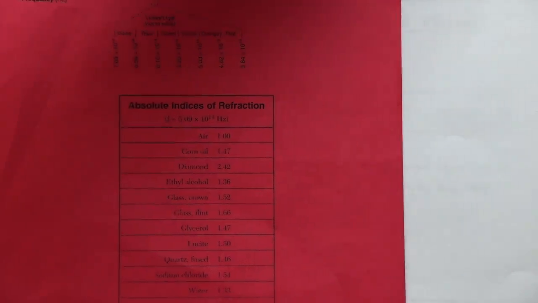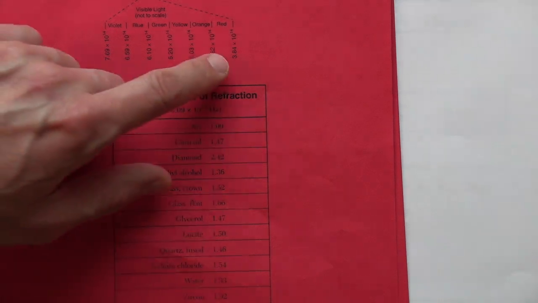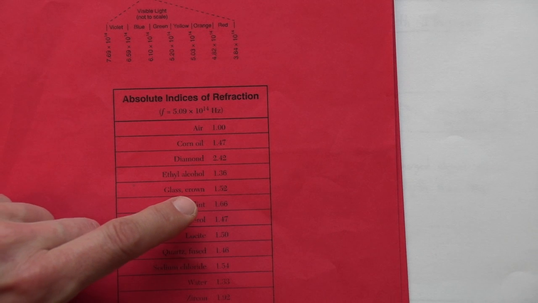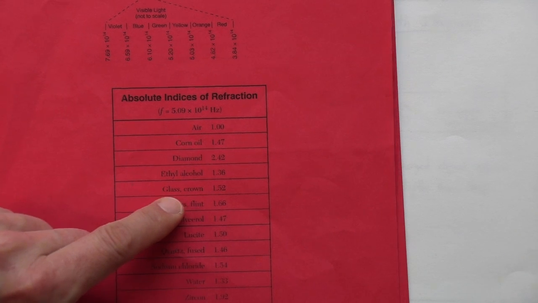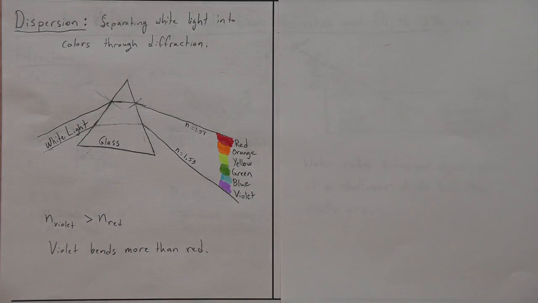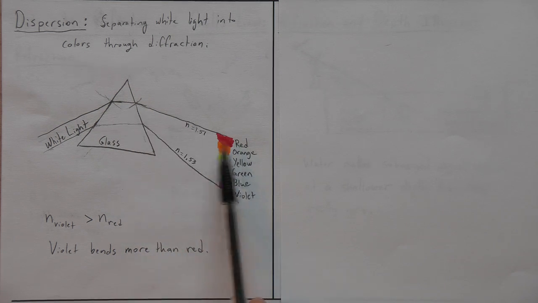But the reality is the index of refraction changes with wavelength. If you take a different color out of this spectrum of light, the index of refraction will not be 1.52. It might be 1.51 or 1.53 for crown glass. It turns out that red light has a slightly smaller index of refraction in glass. So it bends less and ends up here.